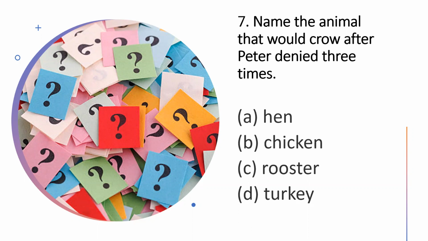All right. What's the correct answer? C. It is C, yes, the rooster. I thought it was crow. The rooster would crow.